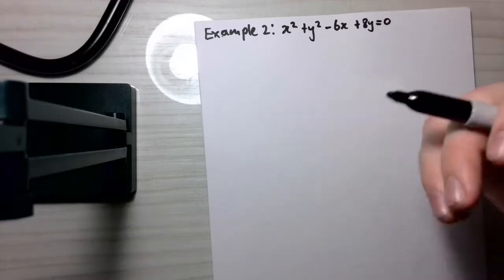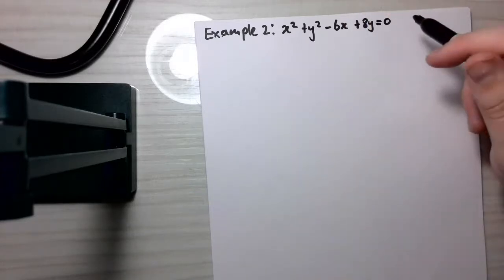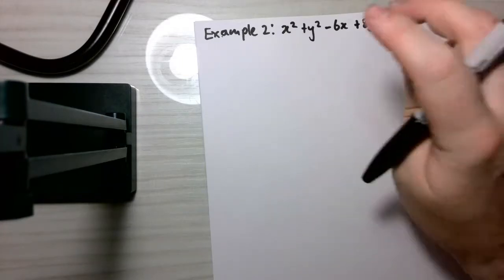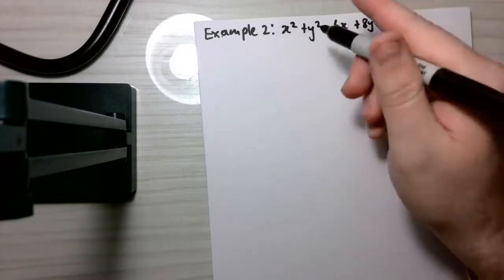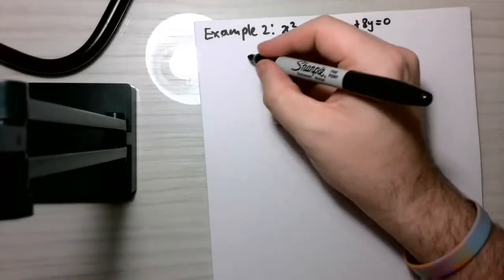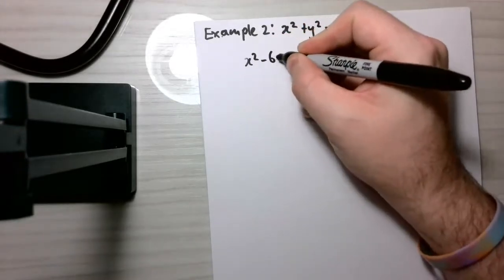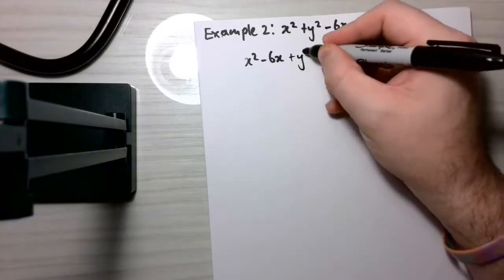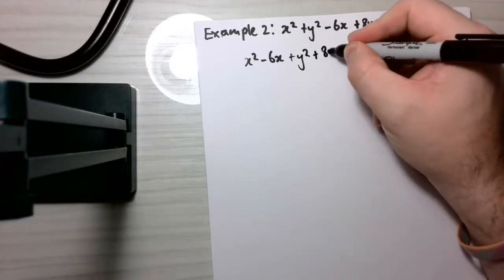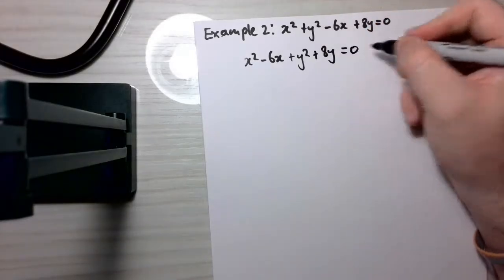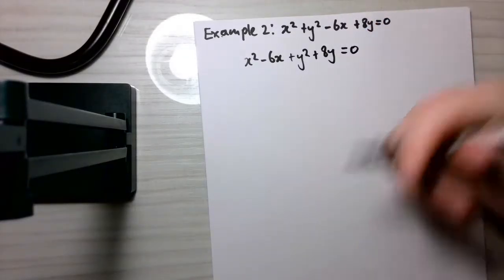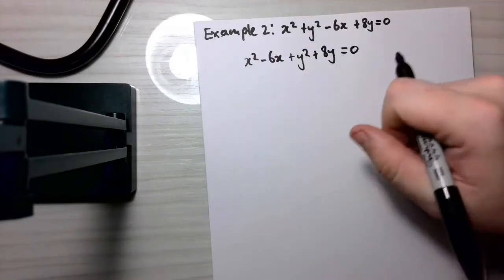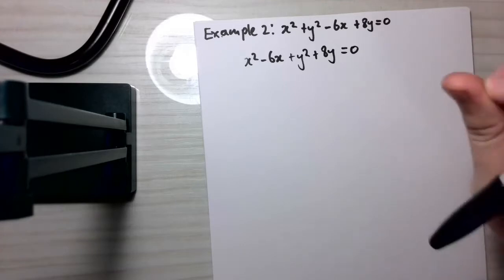So here's where I'm going to shorten my method for completing the square. First things first, our first step was to group the x's together and to group the y's together. So I'm going to rewrite x squared minus 6x, plus y squared plus 8y, is now equal to 0. Now the second step tells us to move the constants to the other side, but we don't have any constants to worry about, so that step is done for us.